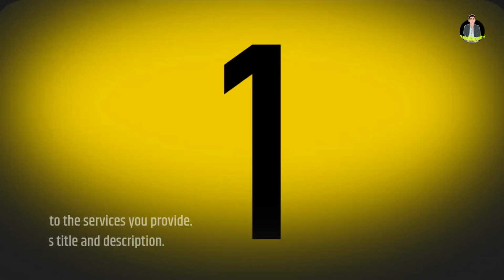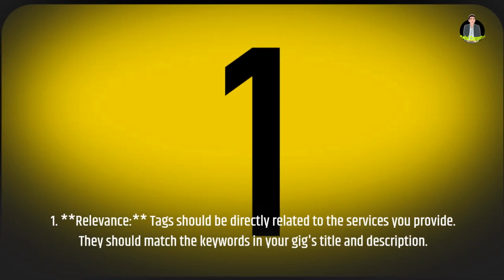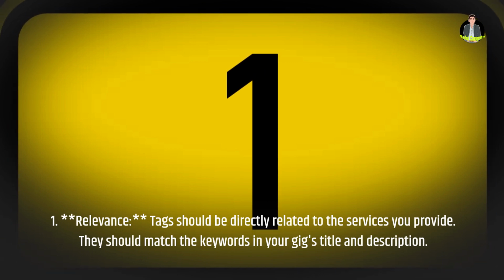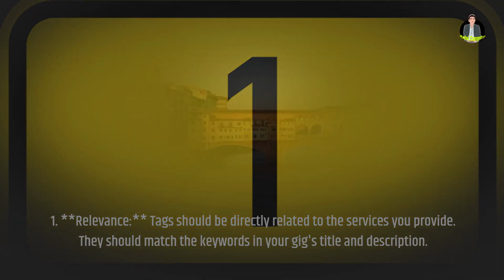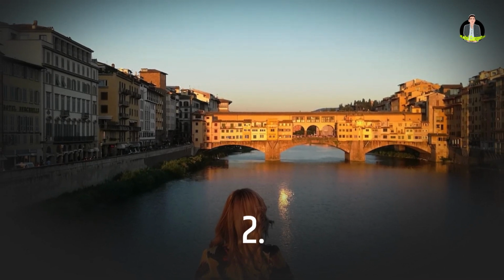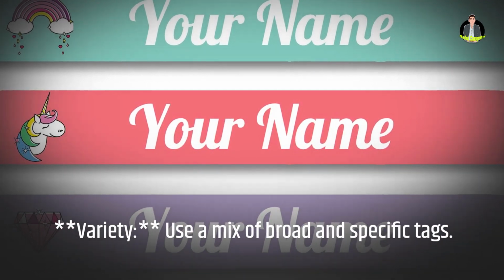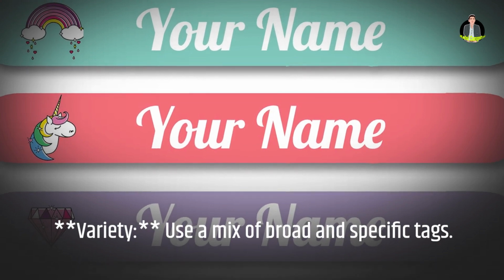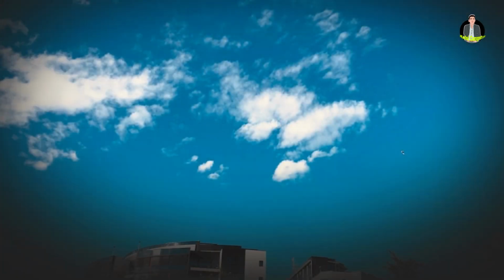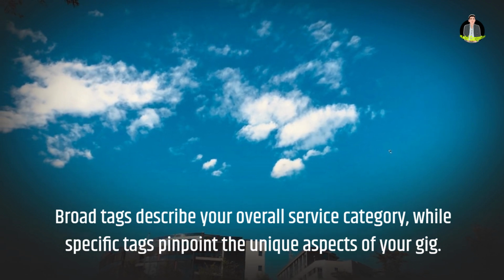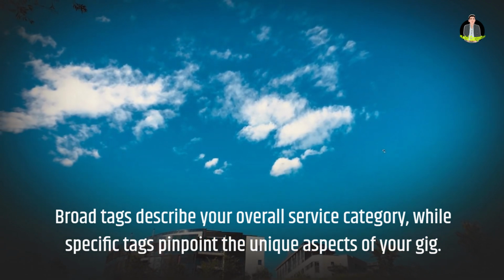1. Relevance. Tags should be directly related to the services you provide. They should match the keywords in your gig's title and description. 2. Variety. Use a mix of broad and specific tags. Broad tags describe your overall service category, while specific tags pinpoint the unique aspects of your gig.